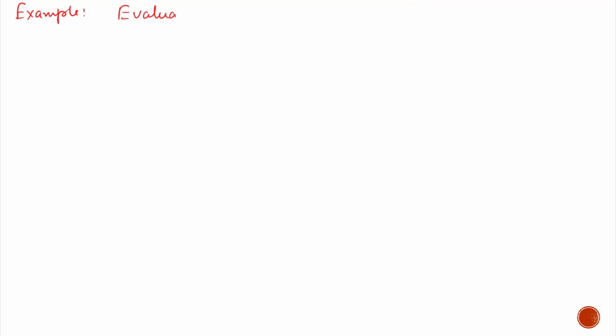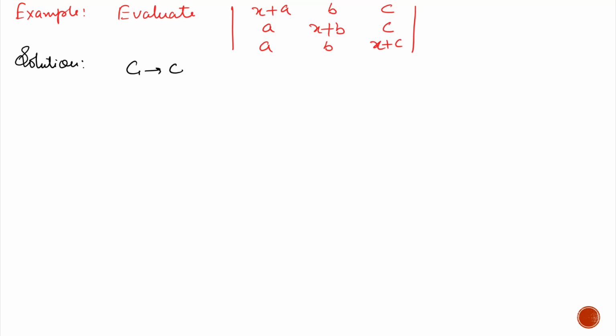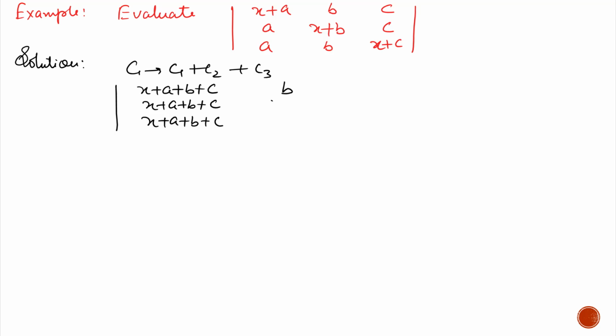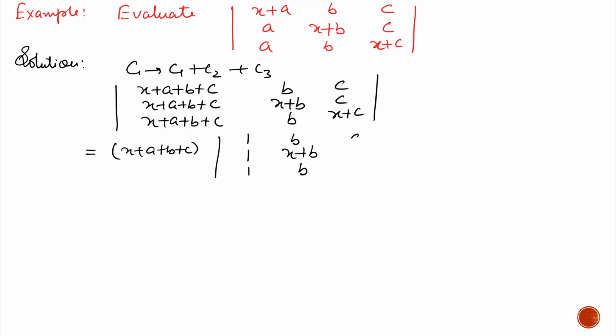Next example, expand using properties where the first row of the determinant is x plus a, b and c, second row a, x plus b, c, third row a, b and x plus c. If we add all three columns and say C1 is replaced by C1 plus C2 plus C3, so in the first column we'll get x plus a plus b plus c in all three places and the second and the third column remain same. Now we'll take common x plus a plus b plus c from the first column and we'll get 1, 1, 1 in the first column and the remaining two columns remain same.